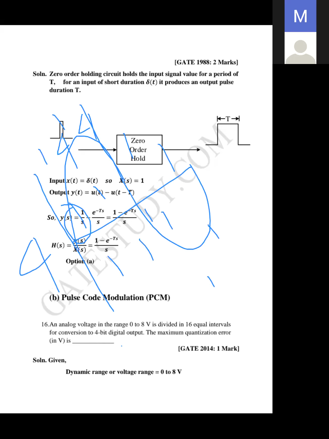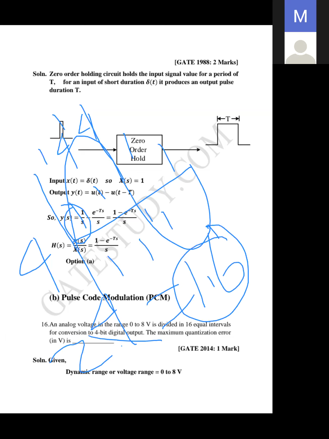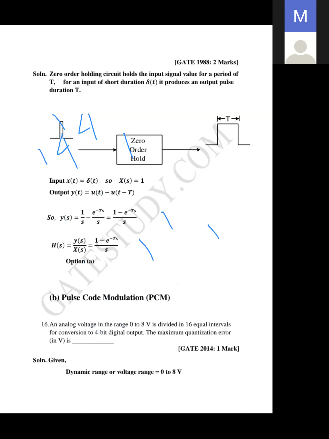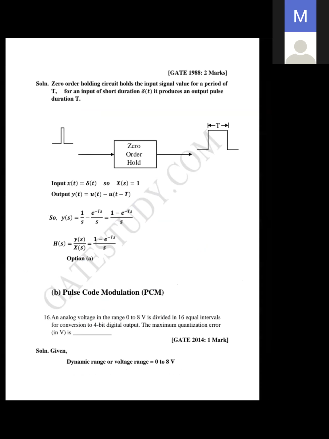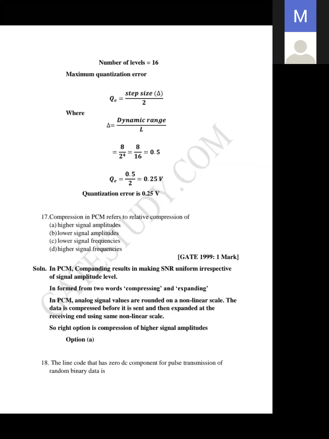A 4-bit value means what we'll get: 2 power 4, which is 16 levels, from 4 zeros to 4 ones. Each signal has a unique value from these 16 levels. They have to fix it because they are given a 4-bit digital output. So each sample is considered as 4 bits, that's why we get 16 levels. Here the dynamic range, the voltage given, is 0 to 8 volts, and the number of levels given in the problem is 16. Now they ask to find the error.